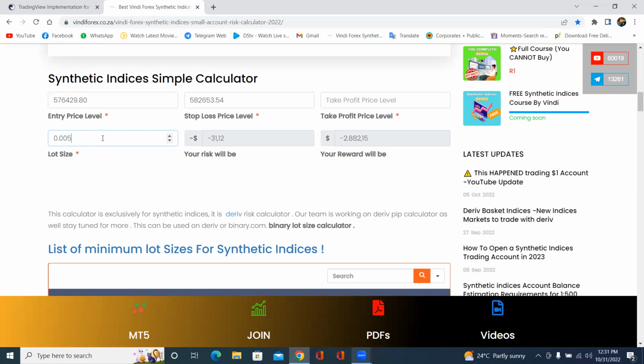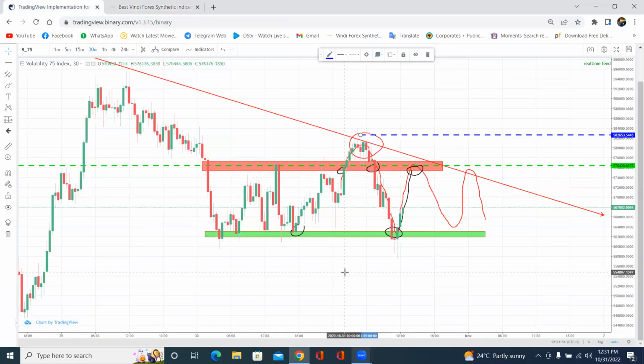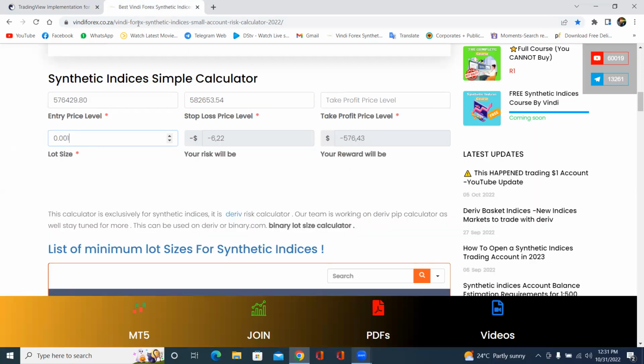You understand? So you just check, 0.001 means I can go with $10, means I'm risking $6.22. Means even if I'm going to hit the stop loss, I'm going to be left with something. I'm not just going to lose the whole account. So you check on the calculator in order to make a trade.